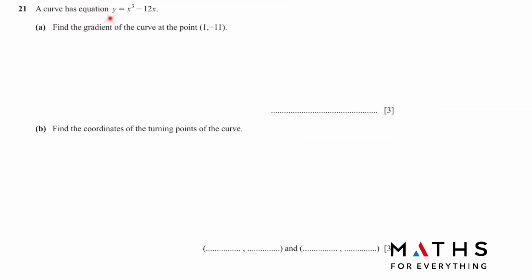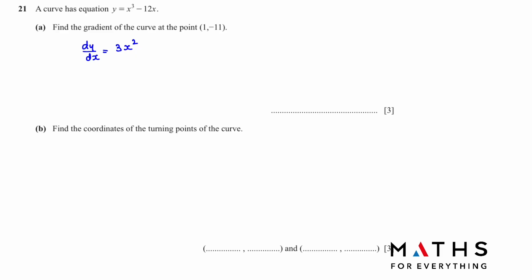A curve has equation y is equal to x cubed minus 12x. Find the gradient of the curve at the point 1 and negative 1. This is a differentiation question. To find the gradient, we differentiate. When we differentiate, we bring the power in the front or multiply by the number in the front. So 3 multiplied by 1, 3. And subtract 1 from the power. 3 minus 1, 2. Negative 12x.